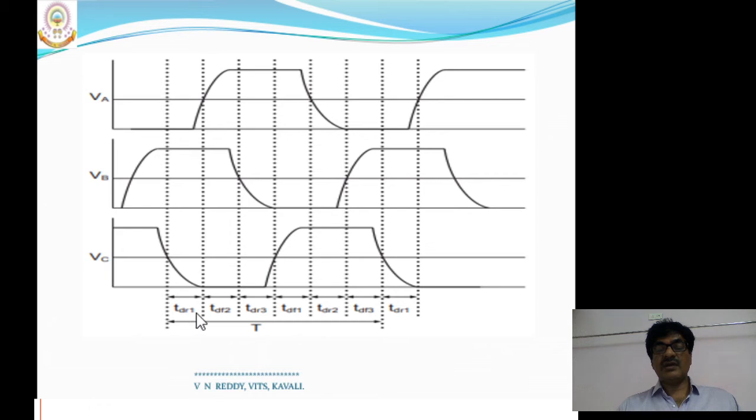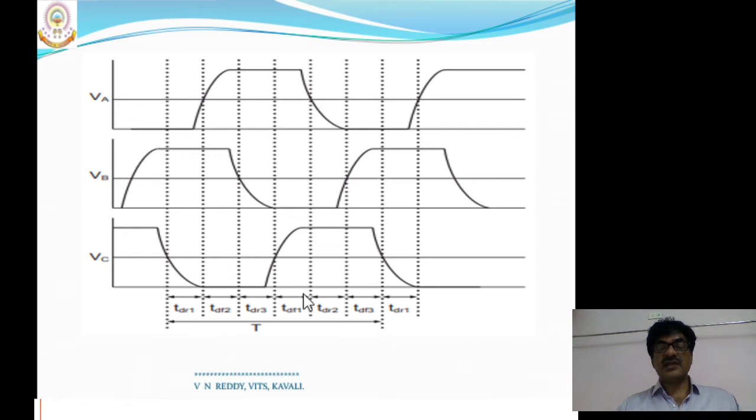This is called TDR1. TDR1 means the rise time delay with reference to the first inverter. TDF2 is the fall time delay with reference to the second inverter. TDR3 is the rise time delay with reference to the third inverter. TDF1 is the fall time delay with reference to the first inverter. TDR2 is the rise time delay with reference to the second inverter. TDF3 is the fall time delay with reference to the third inverter, and TDR1, the rise time delay with reference to the first inverter, like that. The first one is repeated again.